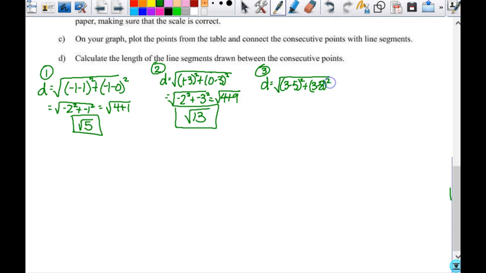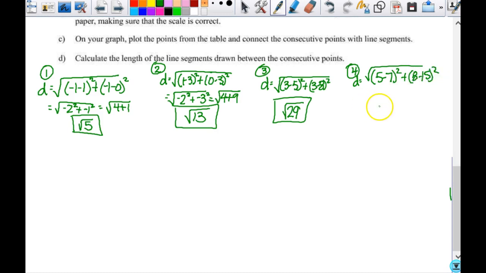What do we get for the length of the third one? Square root of 29. Good. And for the fourth one, got. And what do we get for this one? Square root of 53. Okay. So there are those lengths. And that's all it asked me to do was calculate the length of each one. Everybody good with that? All right.